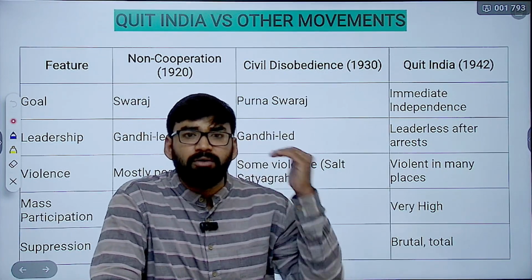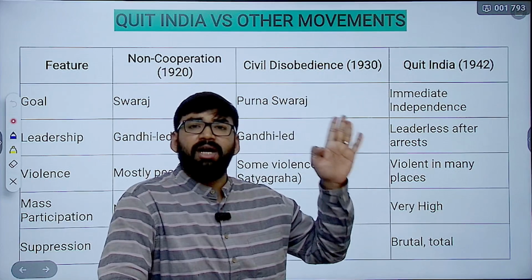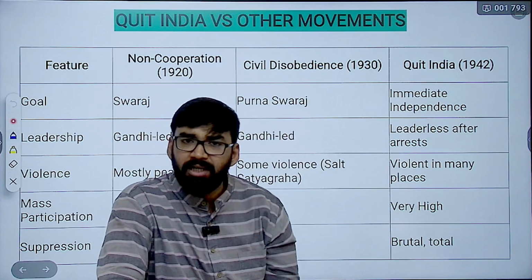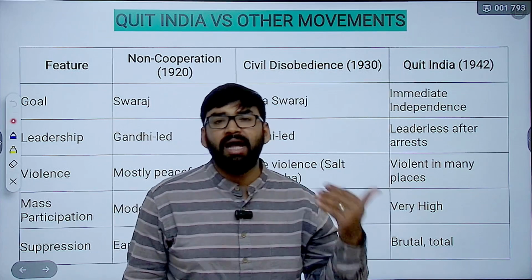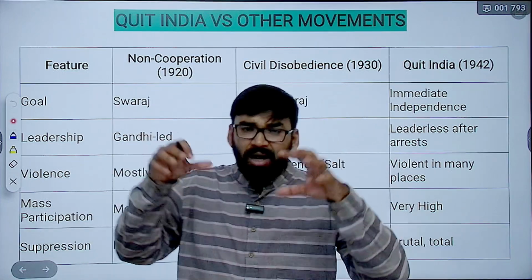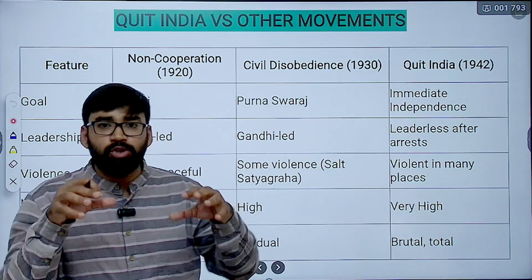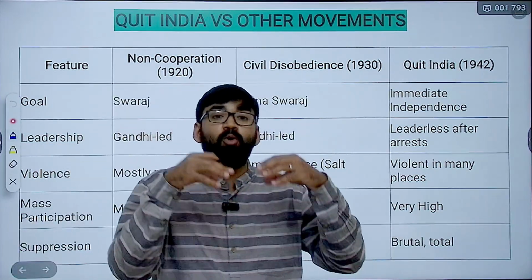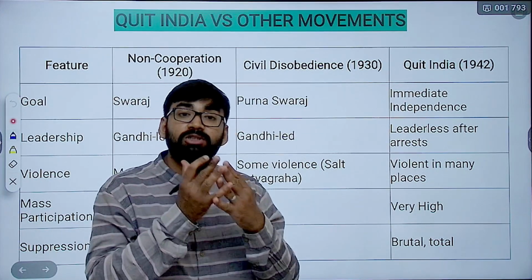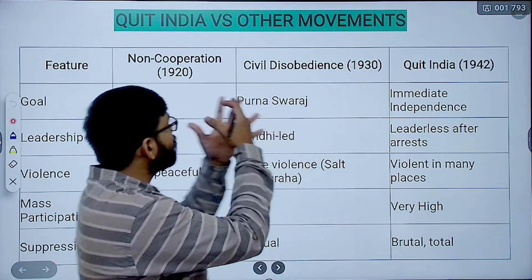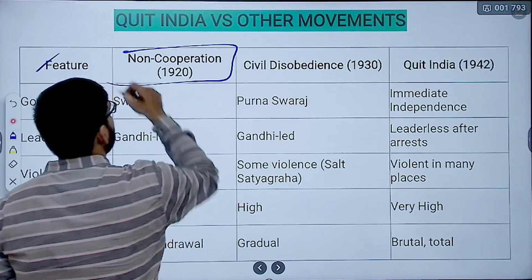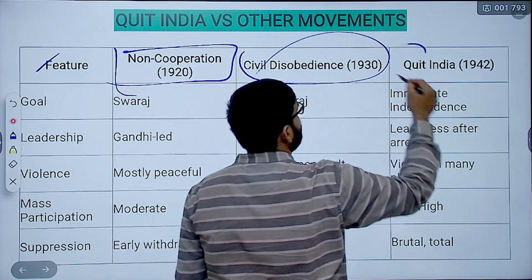So I would like to tell you here, always try to contrast the Quit India Movement with the 1920 NCM as well as the 1930 Civil Disobedience Movement. When you compare these movements, the Quit India Movement was spontaneous and leaderless, but more intense. As you can see in this table, what is the feature? We have compared Non-Cooperation, CDM, then Quit India.